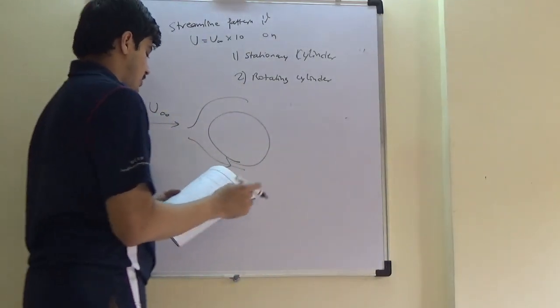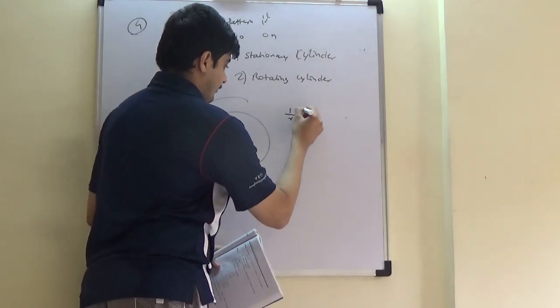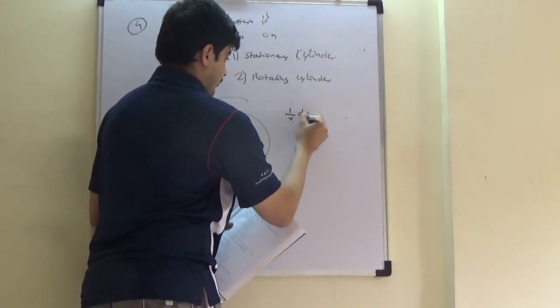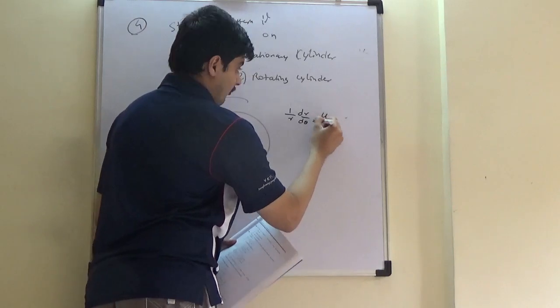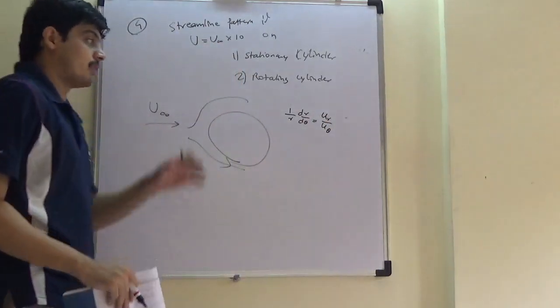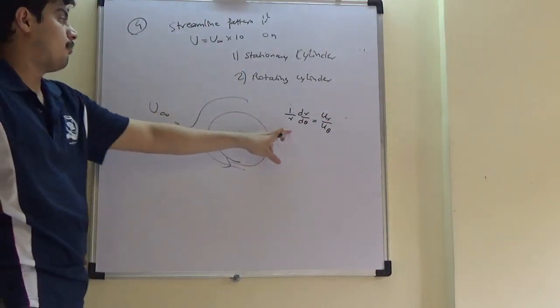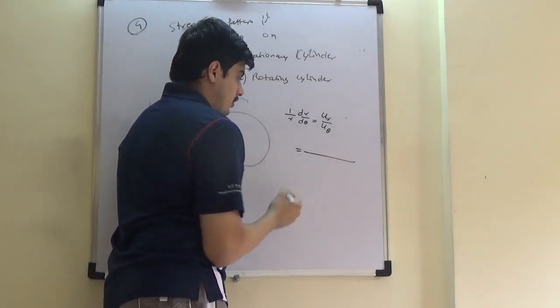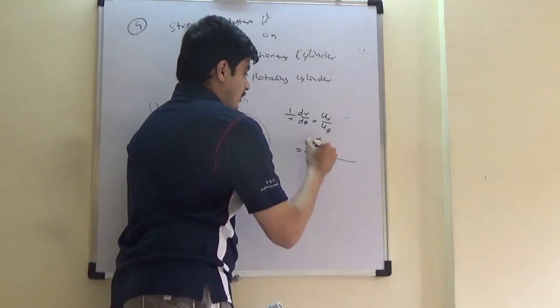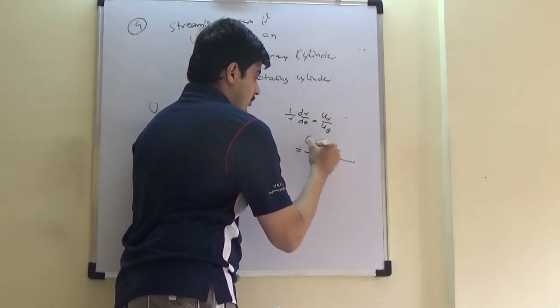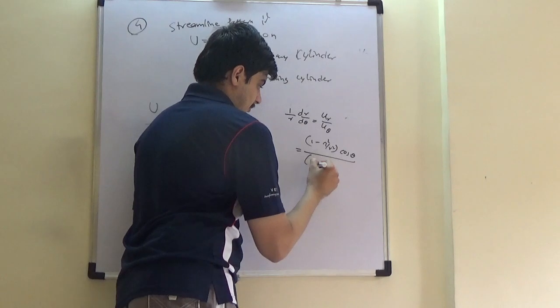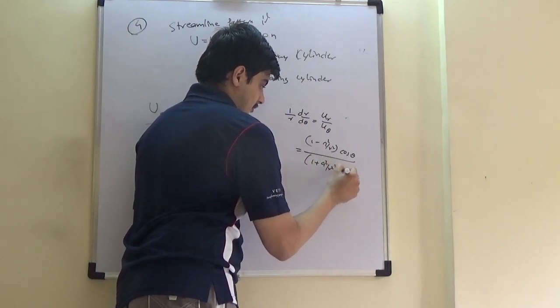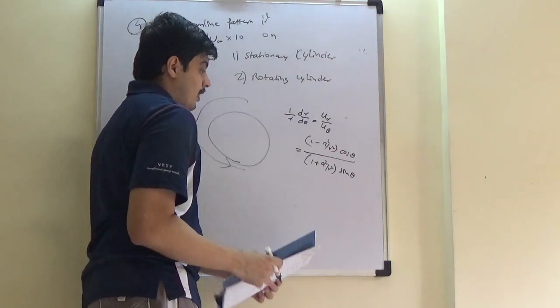Now, most important is this relation. What is this? Equation in polar coordinates of streamline. What is ur by u theta? 1 minus a square upon r square, right?